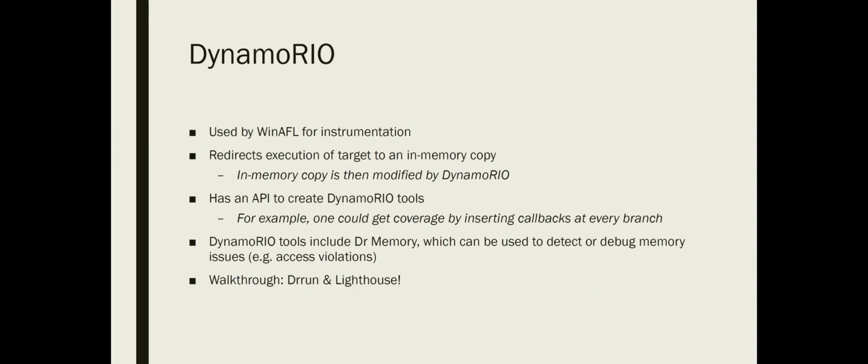DynamoRio, as mentioned, is used by WinAFL for instrumentation. It actually redirects execution of a target to its own in-memory copy. And that in-memory copy of the target is modified by DynamoRio so that it can do things like trace code coverage, hook functions to get callbacks on branching instructions, and things like that.